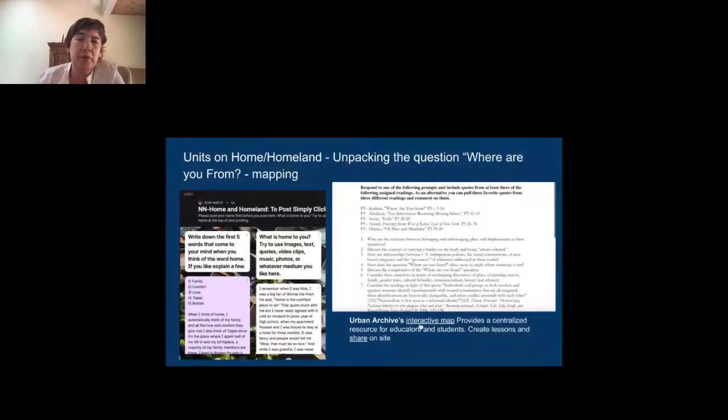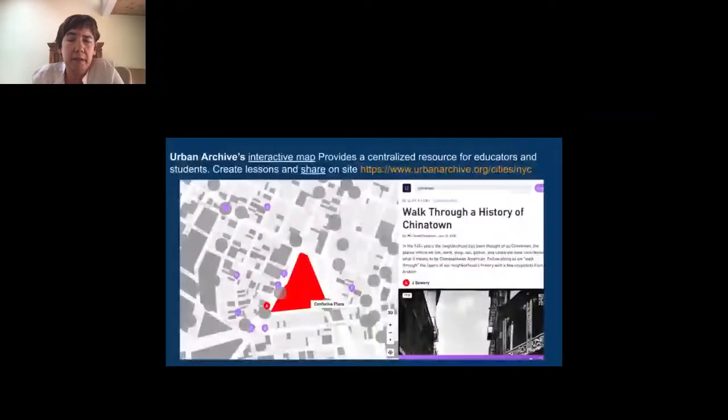A resource that's quite helpful is, for example, in my Asian American literature and history class, I use Urban Archive's interactive map, and you can see it here. Students can type in any address, and then they can find the history of that location, so they can really interact with the idea of home and where they are right now.